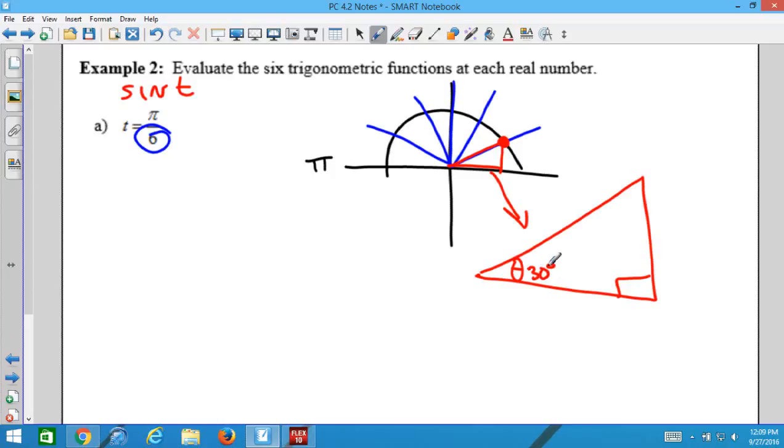30, 60, 90. So to make 30, 60, 90, across from 30 is always 1, hypotenuse 2, and the other side is radical 3. However, this is a unit circle, so the hypotenuse, the radius, has to be 1. How can I make 2 into 1? We have to divide everything by 2, so that it is a similar triangle, but now the radius is actually 1. Radius always has to be 1. For the unit circle, the radius needs to be 1.